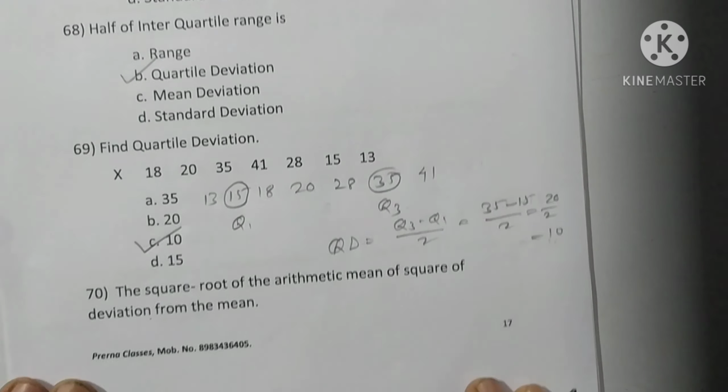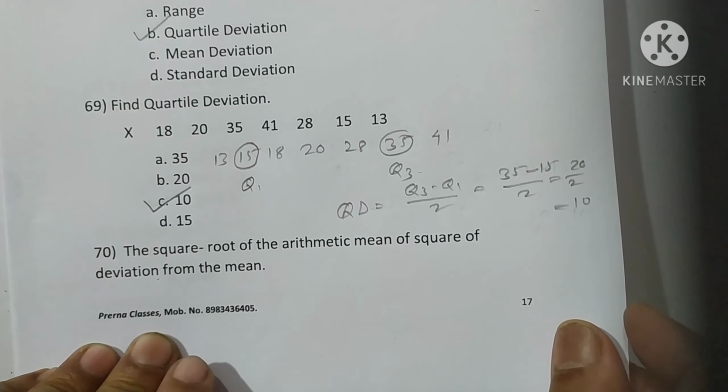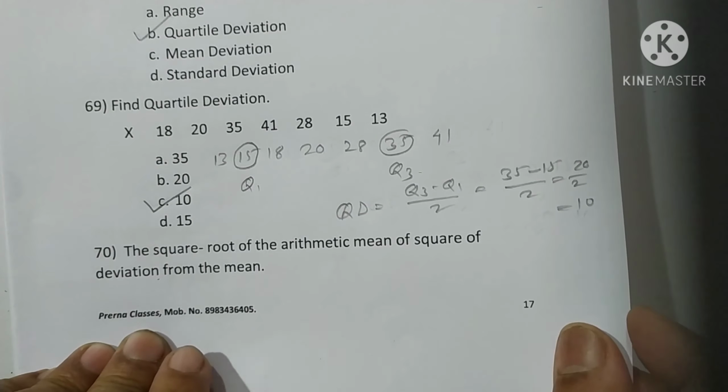Option C is correct one. The square root of arithmetic mean of square deviation from the mean is a standard deviation. Option D is correct one. Question 71. To compare the variety of different groups, the study of dash is required. Here, a relative dispersion is required.